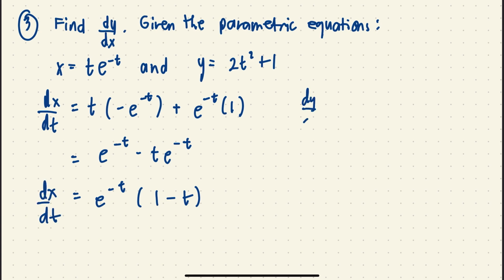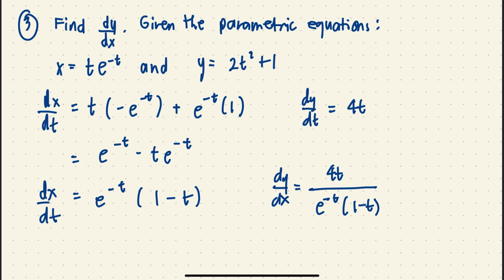Then your dy over dt will be 4t, just 4t. Then dy over dx will now be 4t all over e raised to negative t times 1 minus t. And we can move e raised to t, it becomes 4t e raised to t over 1 minus t. And this is now your final answer.